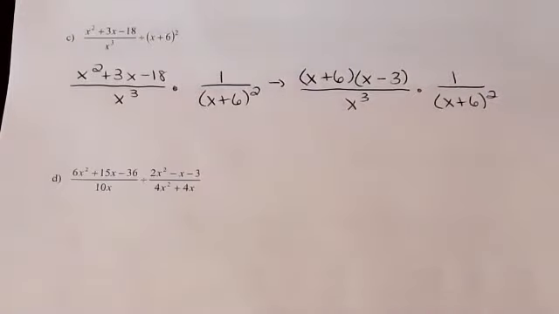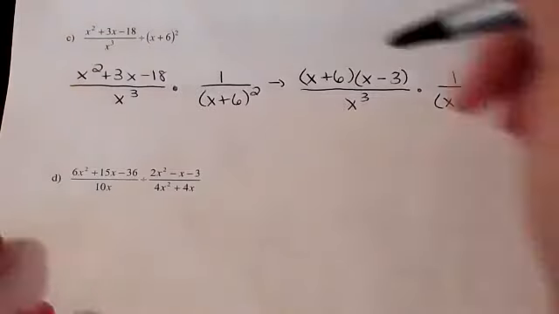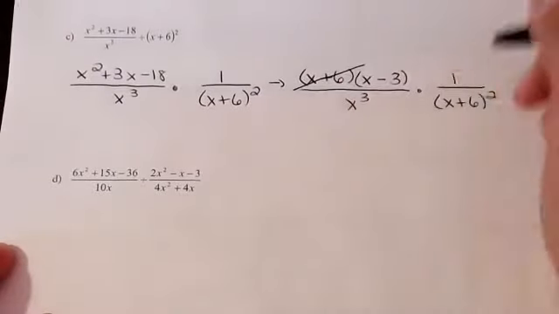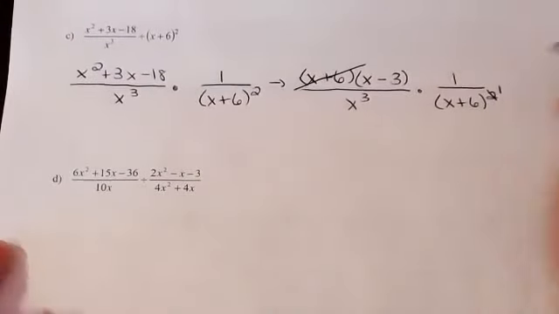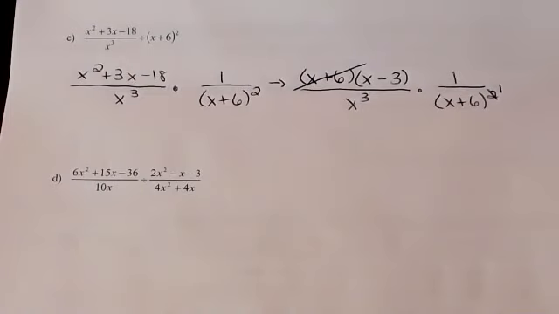And now I just simplify, right? We divide out common factors. Notice you have one factor of x plus 6 in the numerator, but you have 2 of them in the denominator. So you're going to take 1 away from each. Okay, you simply just took 1 away from each.